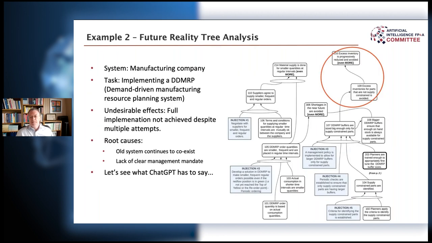Here's an example of this. So this is also taken from a student exercise or analysis. So we have, and it's this connection that I'm focusing on here.